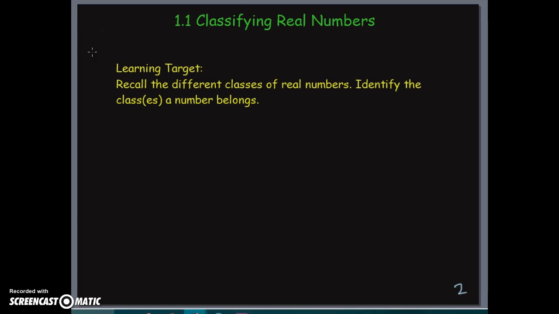And then, once we're able to recall the classes, what we want to be able to do is identify the class or possibly multiple classes that a number belongs to. So first we've got to just review what the real number system is. With the real number system, we've got lots of different classes, but the smallest class of numbers is the natural number class. The numbers that fall within this class are considered to be counting numbers.